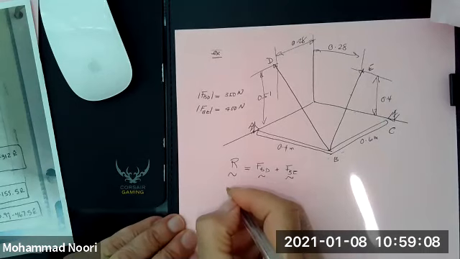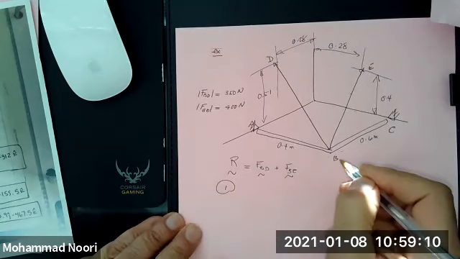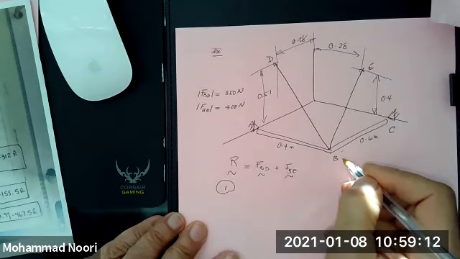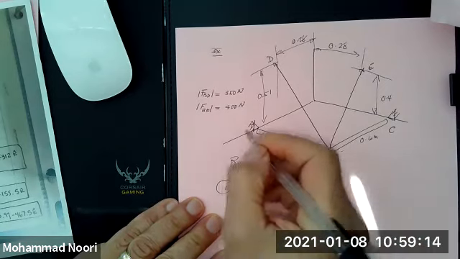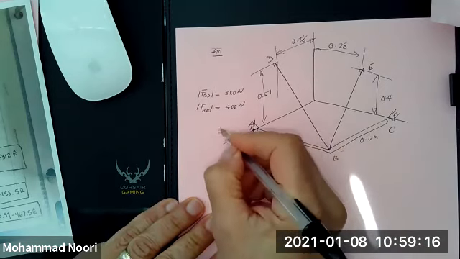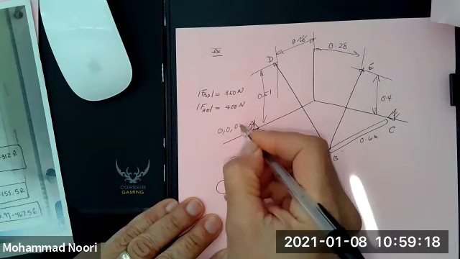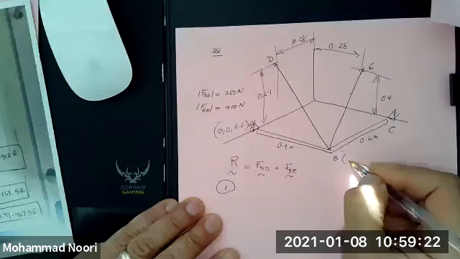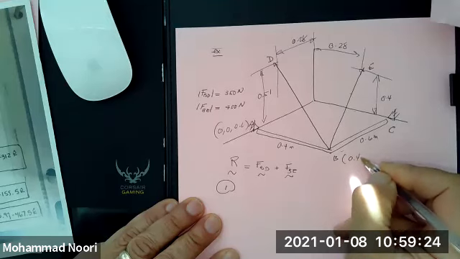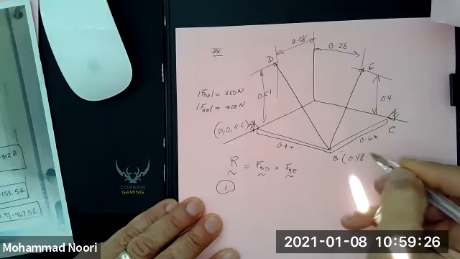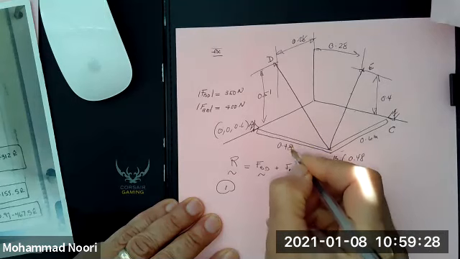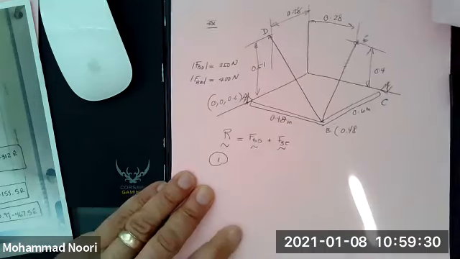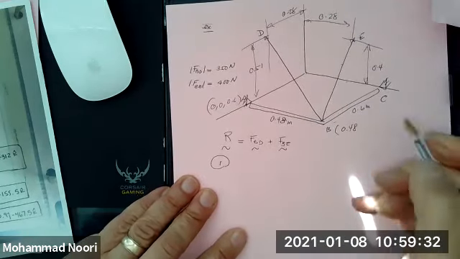Step one is the same. Write down the coordinates of all these points. So point A, I have 0, 0, 0.6. Point B, I have 0.48. I'm sorry, I changed this also, 0.48 also. Made the problem slightly different.